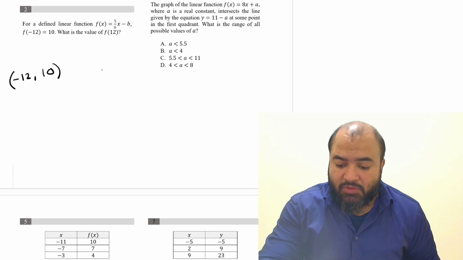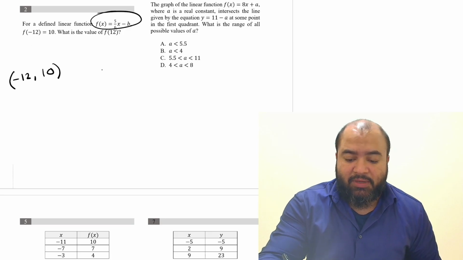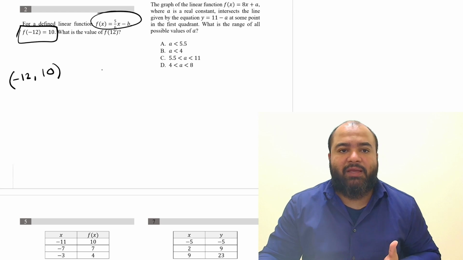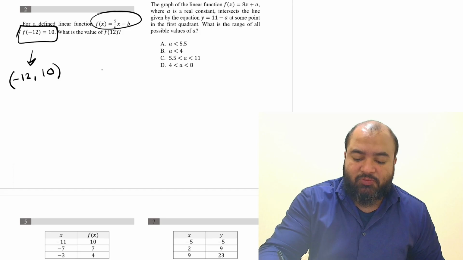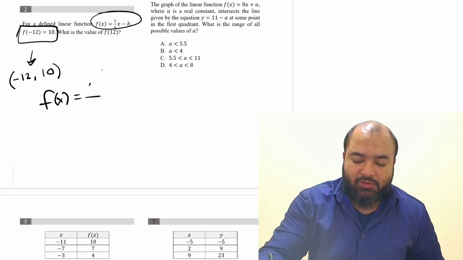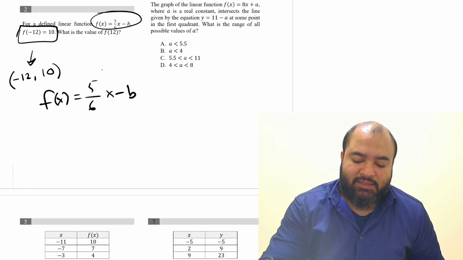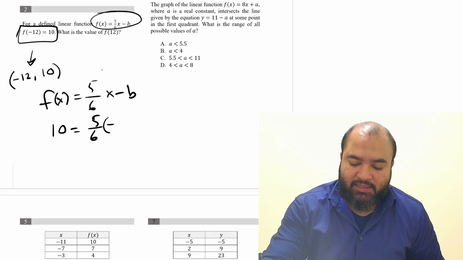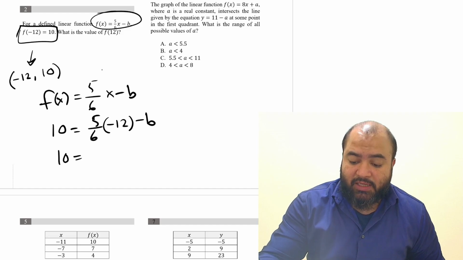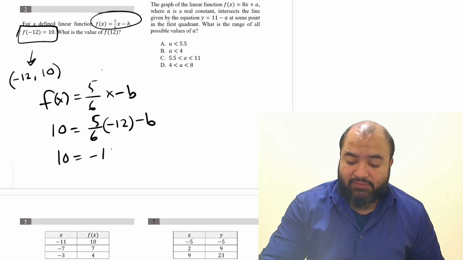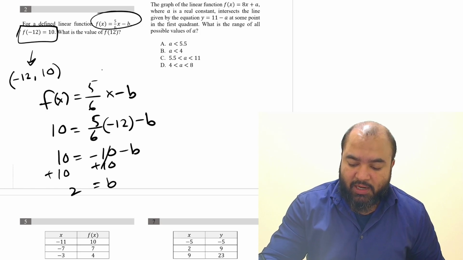Good. So we're just going to plug it into the equation, because this is a form of giving a point. They can either give it to you like this or like this. So we just plug it in. The equation they gave us is f of x equal to 5/6 x minus b. So let's plug it in. f of x is the same thing as y. So 10 equal to 5/6 times x, which is negative 12, minus b. Now 10 is equal to, that's negative 2, negative 10 minus b, plus 10 both sides. So I'm getting b equal to 20.